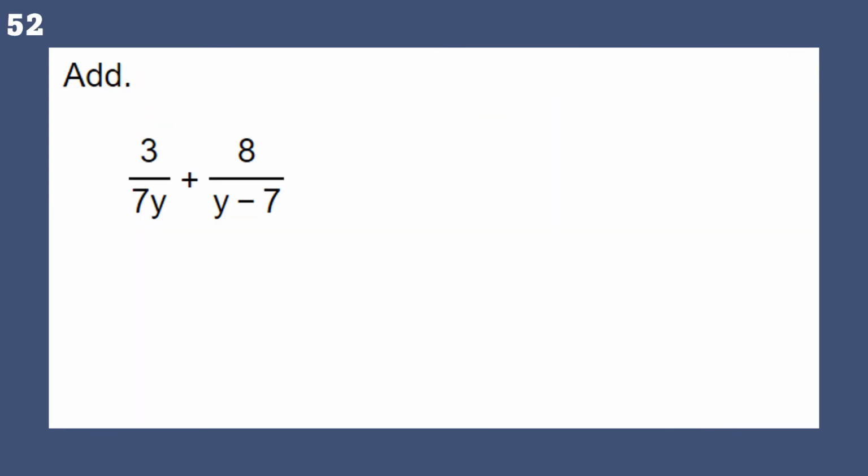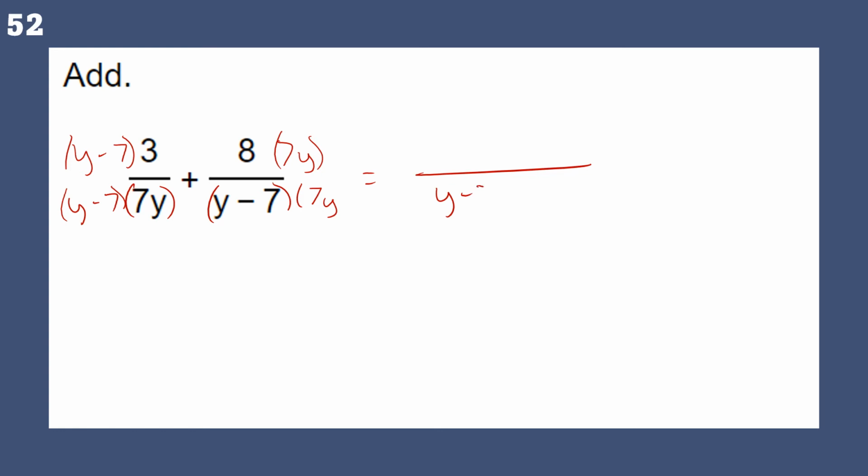We want to add these two rational expressions together. They have different denominators, so we're going to try to make the denominators the same. In the first one, we're just going to multiply by y minus 7 on the top and bottom. And the second one, we're going to multiply by 7y on the top and bottom. When we do that, we're going to get a new fraction with a denominator of y minus 7 times 7y. You don't need to multiply those together. We're just going to leave them just like that. So I'm going to go ahead and distribute and combine and see what we end up with.